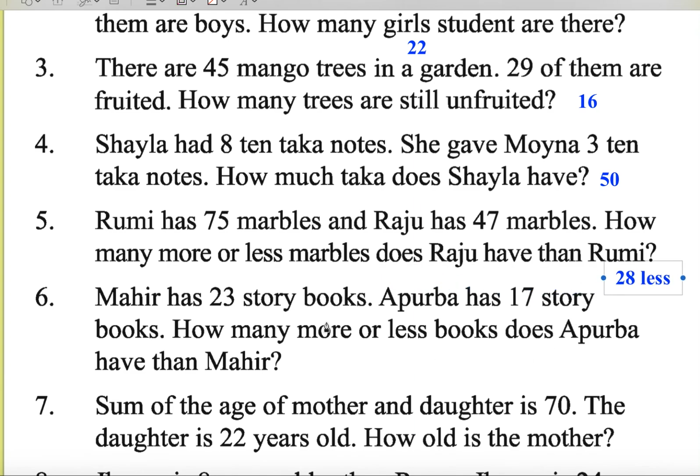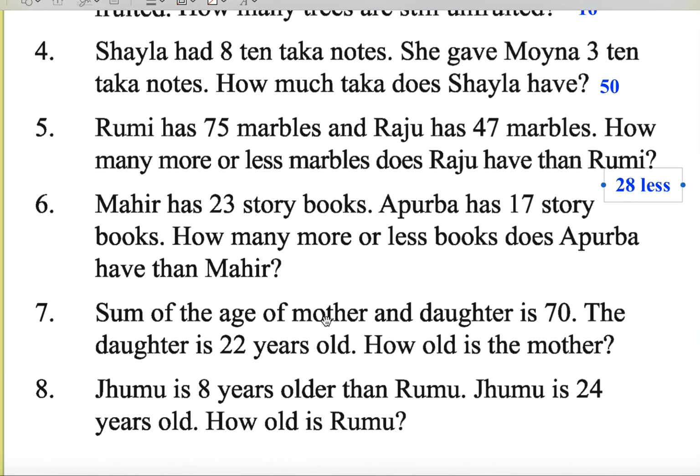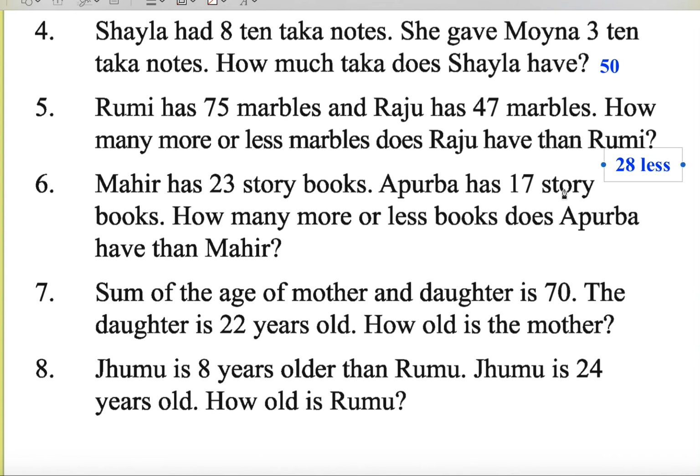Mahir has 23 storybooks. Apurba has 17 storybooks. How many more or fewer books does Apurba have than Mahir? Apurba has 17, right? So 23 minus 17 is 6. 6 fewer than Mahir.